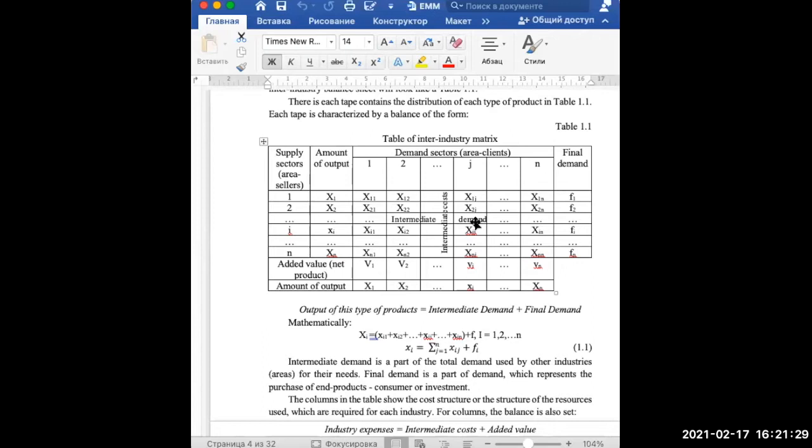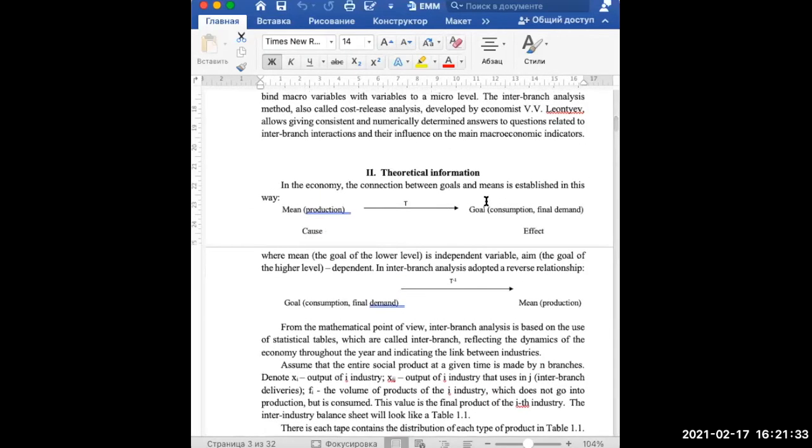And the fourth one, it is final demand caused production. Not production caused demand, but demand, consumption, caused how much our manufacturers must produce to provide all demand from final consumers and from other branches.